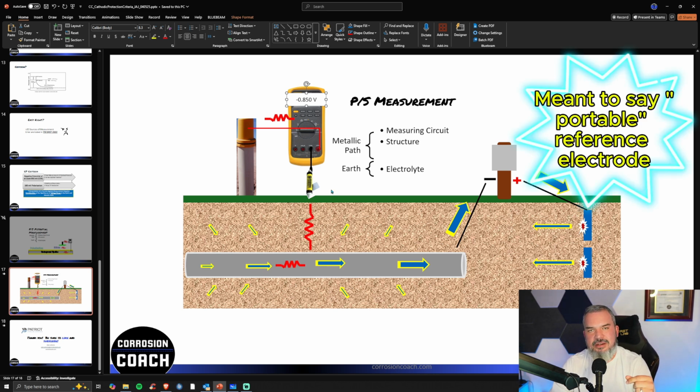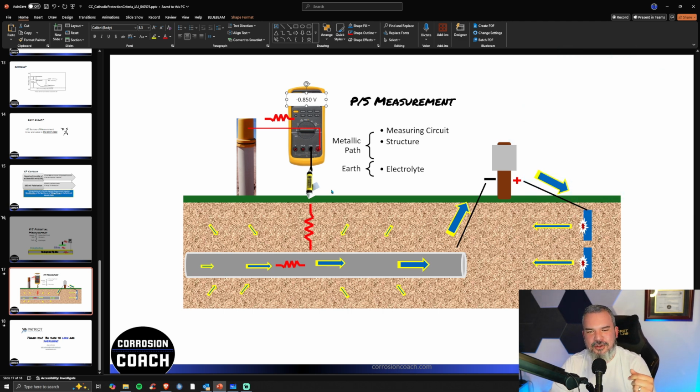In this case, it's a copper sulfate reference electrode. That's a Tinker and Razor picture, by the way. Shout out to those folks, good people over there.